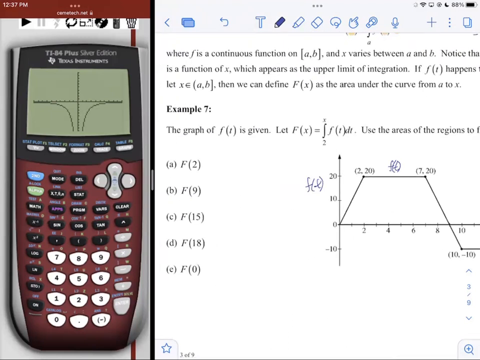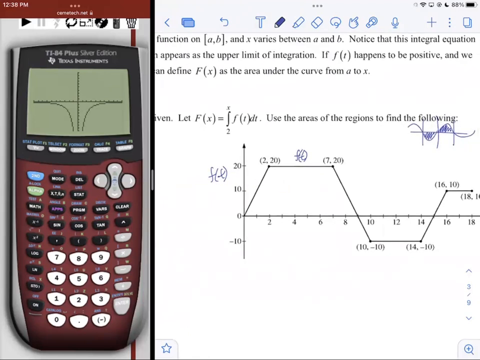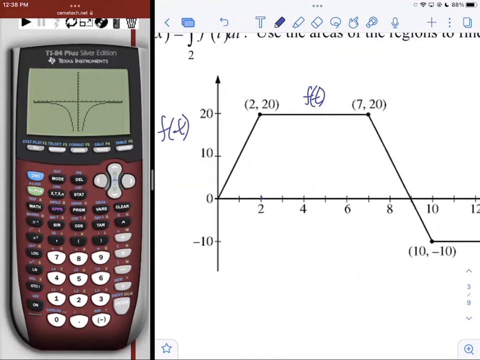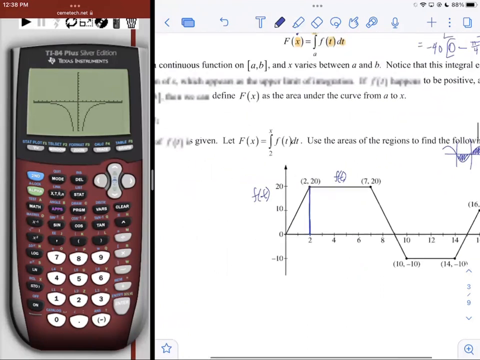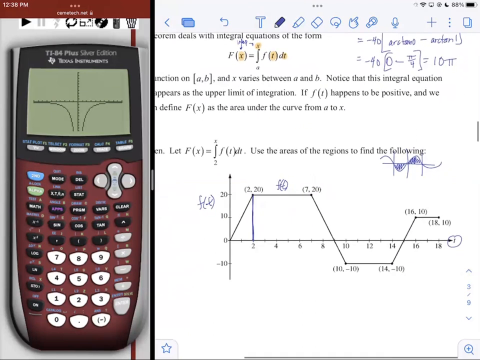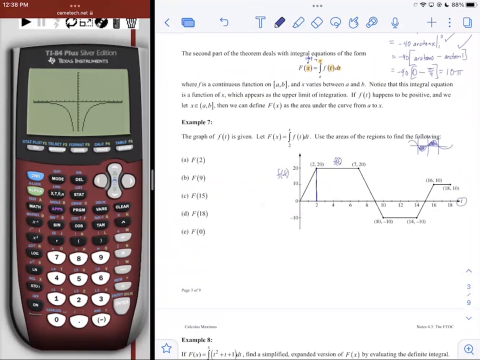Let big F of x be the definite integral from 2 to x of f of t with respect to t. Okay, so we're starting here at x equals 2, and big F then is going to be the net accumulation under the curve starting at 2 to some x value, okay? It says to use the areas of the regions to find the following.